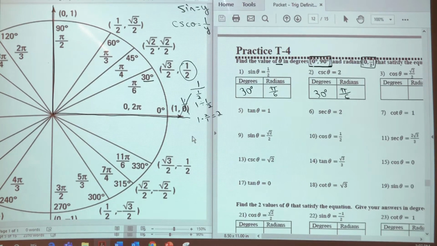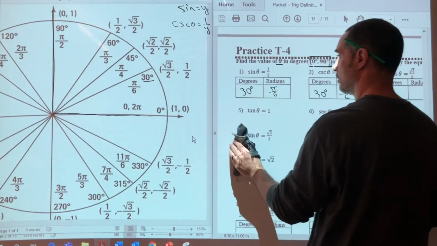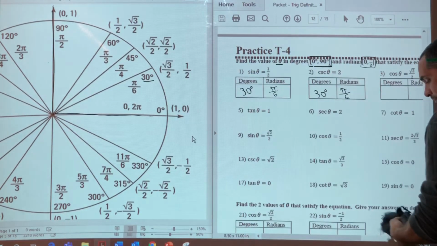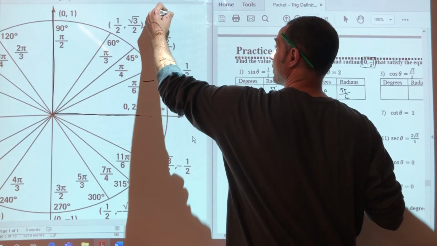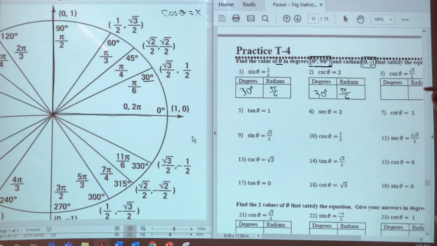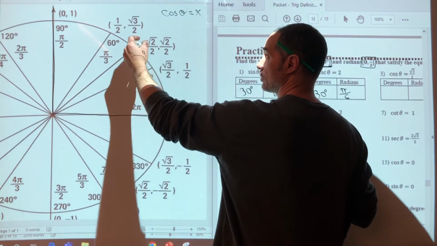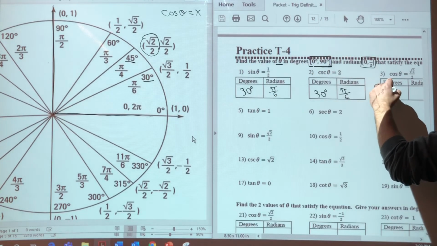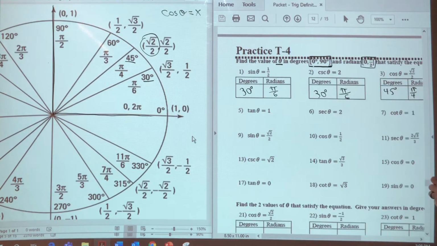All right, for cosine, we have the angle whose cosine is square root of 2 over 2. Now remember, cosine is x, so cosine theta is equal to x, so we're looking for an x value of the square root of 2 over 2 in quadrant 1. So in quadrant 1, the x value of the square root of 2 over 2 is here. Therefore, we're looking for 45 degrees, which is the same as pi over 4 radians.